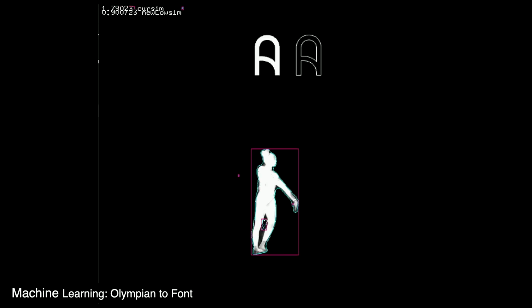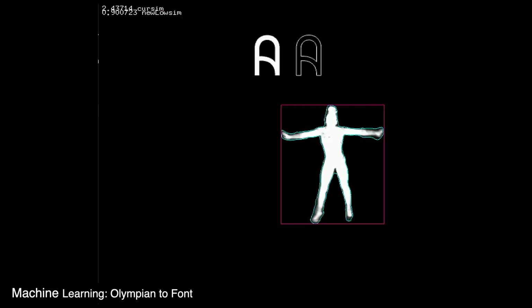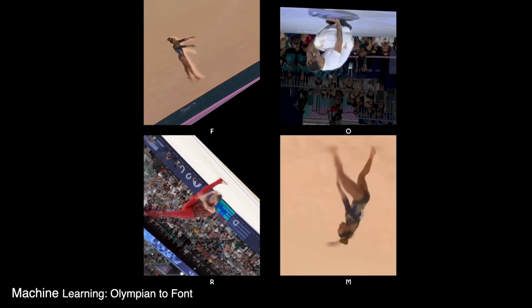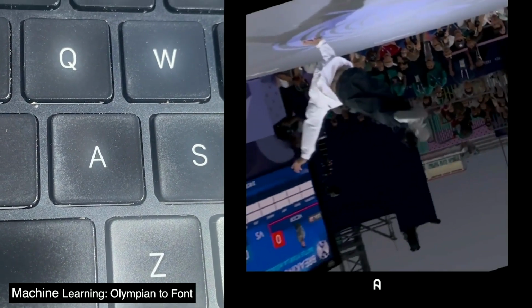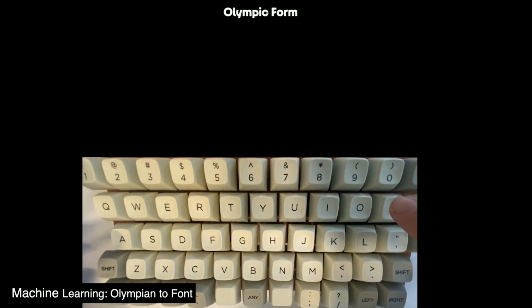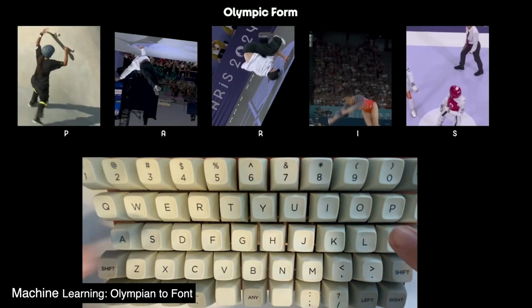Another project I called Olympic Form, where I made my computer watch the Olympics and I extracted the human body shape and compared that to every single letter in the official Paris 2024 Olympic font. And then I made a font out of the Olympians. So here you can see a breaker, he makes the letter A. And then I put it online so that anyone could type anything.